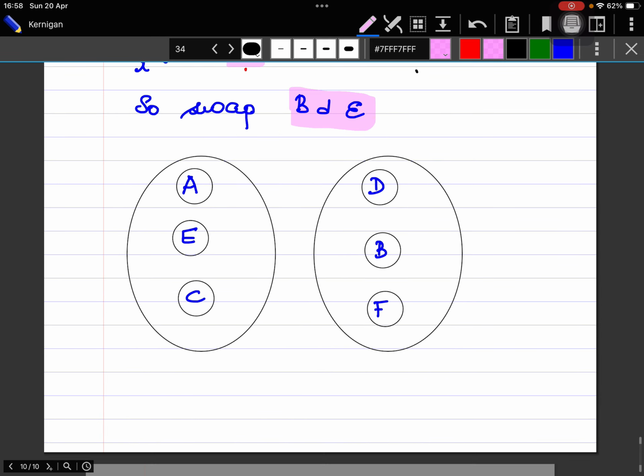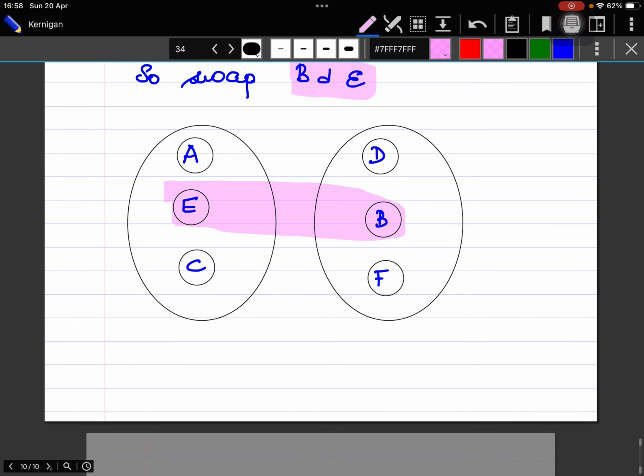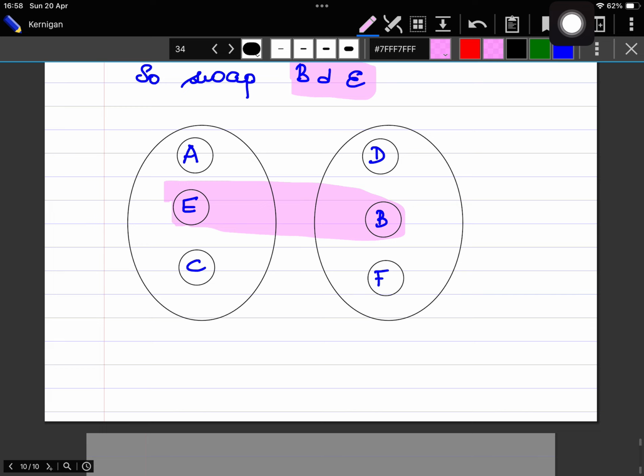So what can I do now? I have swapped B and E here, right? So this is the next partition. This is the partition for the next iteration, right? So for the next iteration, you can take this as the initial partition. A, B and E are swapped, right? Lock them and go ahead and do the entire process again.